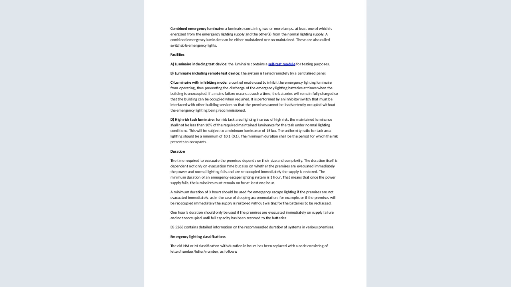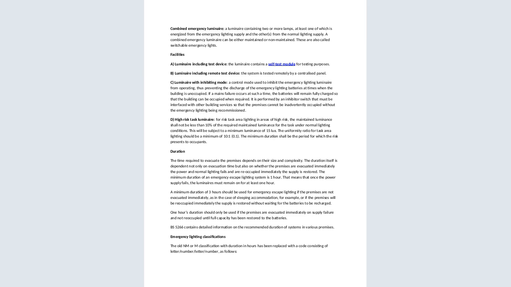So high risk task luminaire. For high risk task area lighting in areas of high risk, the maintained luminance shall not be less than 10% of the required maintained luminance of that. So the duration. So these are the most important components of the emergency luminaires. So the duration, the time required to evacuate the premises depends on the size and the complexity. For example, if we have big buildings, it needs maybe 1 to 3 hours.